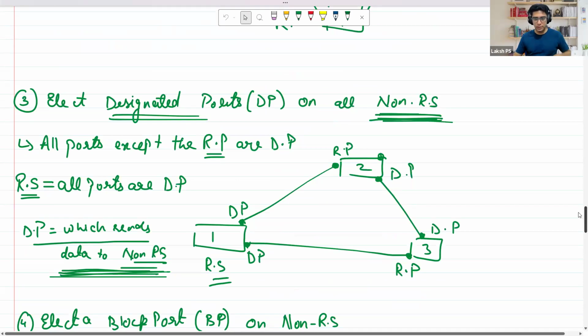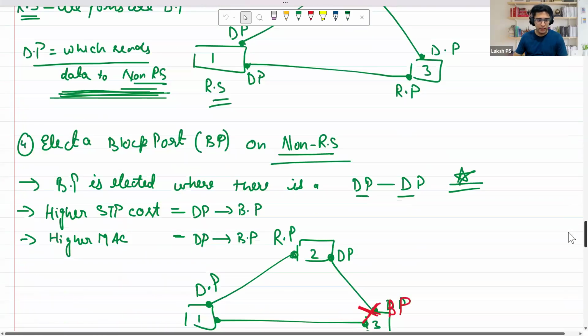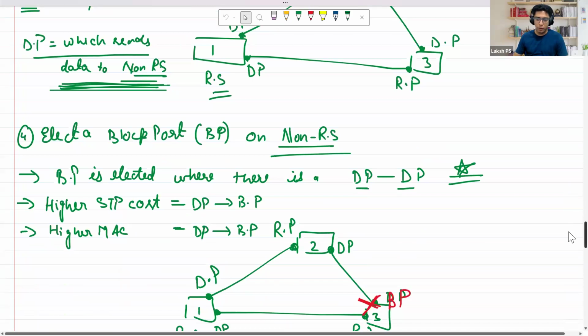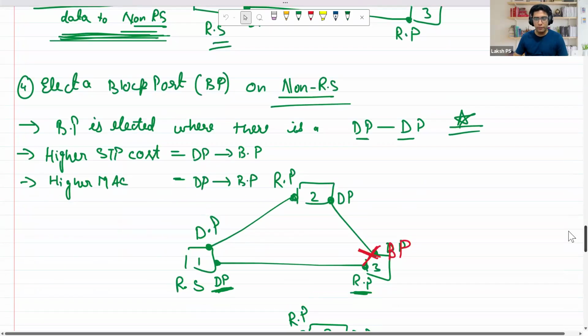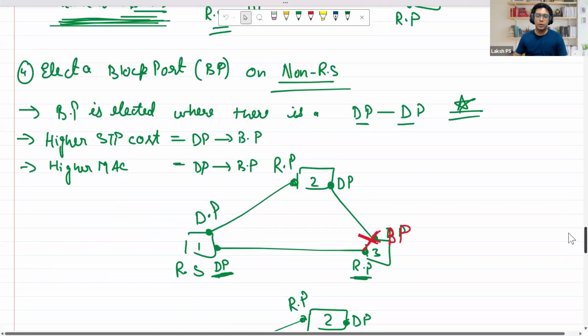Then designated ports on all the non-root switches. All the ports except the root port on non-root switches are designated ports, and all the ports of a root switch are designated. Okay, that is very simple. Then the block port. Obviously, to create a loop-free environment, we need a block port. And a block port is always elected between the switches where they are connected with their designated ports.